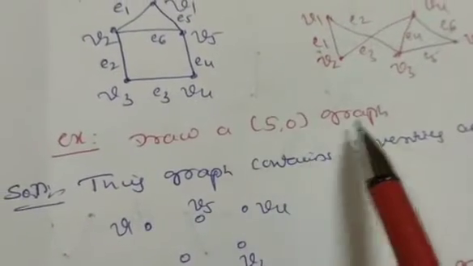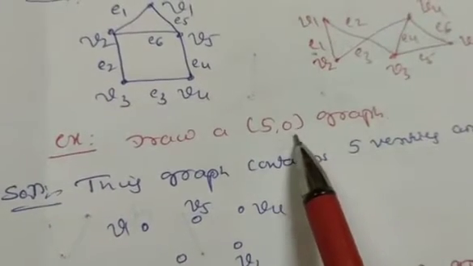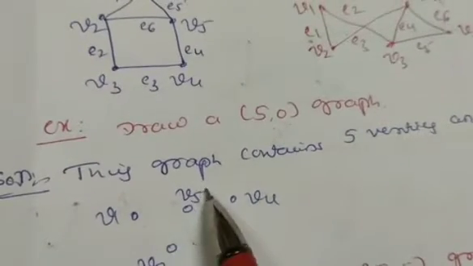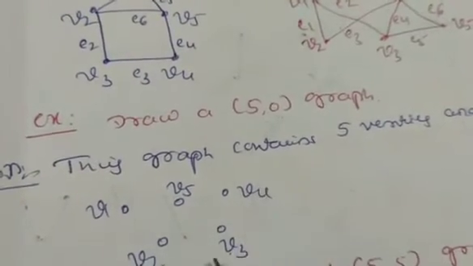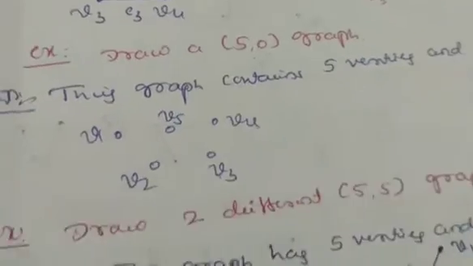Draw a 5, 0 graph, which means 5 vertices and 0 edges, so all are isolated vertices here. Only 5 vertices we have. There is no edge.